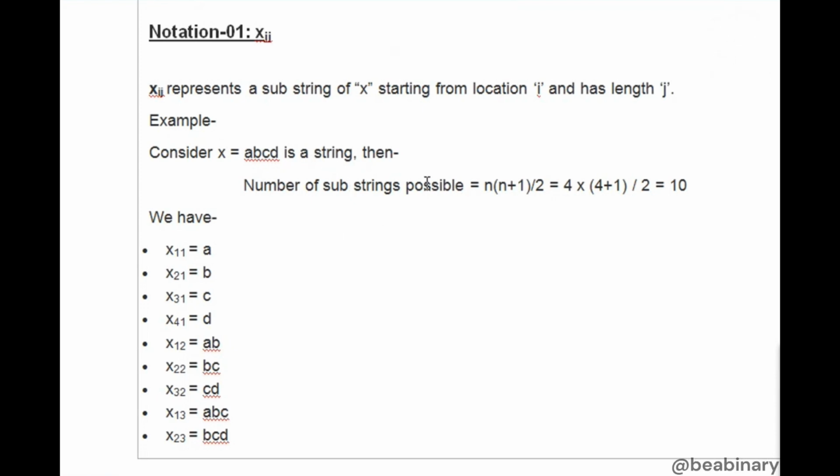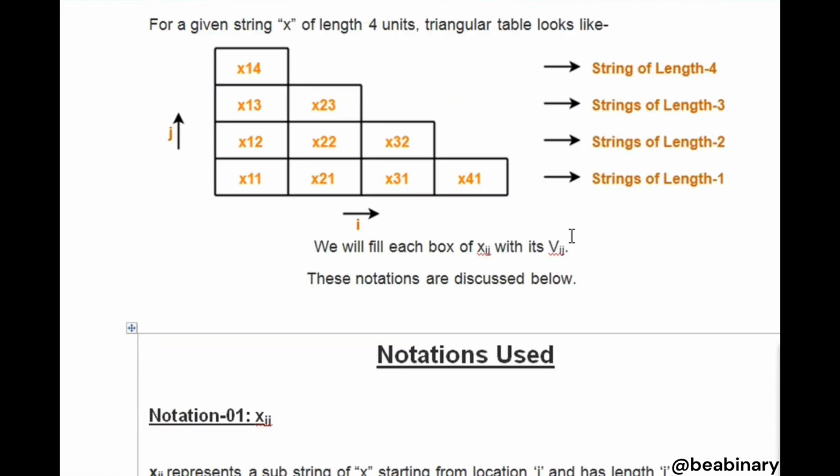So the number of substrings can be calculated as n(n+1)/2. So initially 1, 2, 3, 4 substrings are there. Okay. So आपका क्या हो गया, 4 into 4 plus 1 divided by 2, the value will be 10. Okay, so if you can see 1, 2, 3, 4, 5, 6, 7, 8, 9, 10. So first we have to draw the triangular table to solve any parsing through CYK.